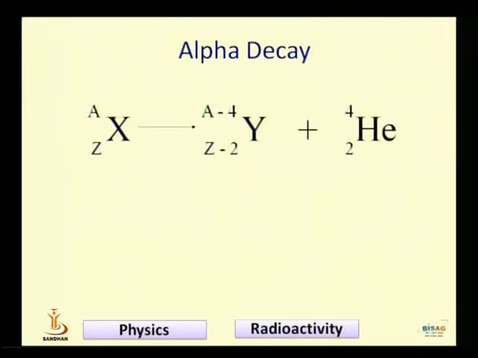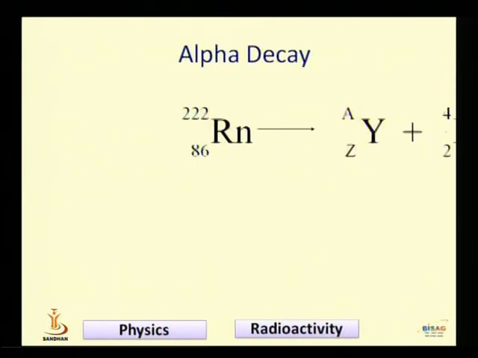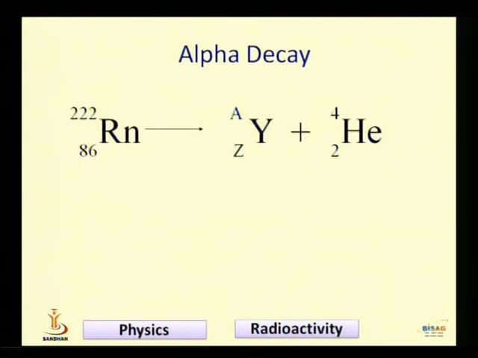We know that whenever the alpha decay occurs, the daughter nuclei will reduce the atomic number by 2. So here we can write this equation in this way. Now I am giving you one example. Suppose you have a radon which has atomic number 86, and 222 is the mass number. Now when its alpha decay occurs, you will get chemical element Y. Now identify this chemical element. What should be the name of this chemical element?